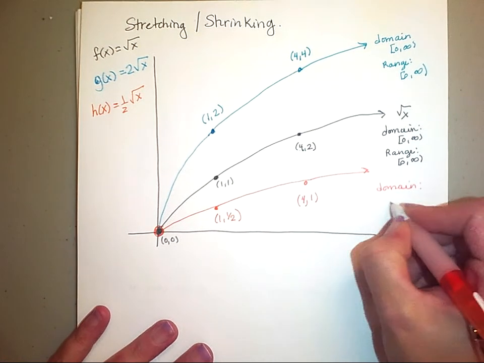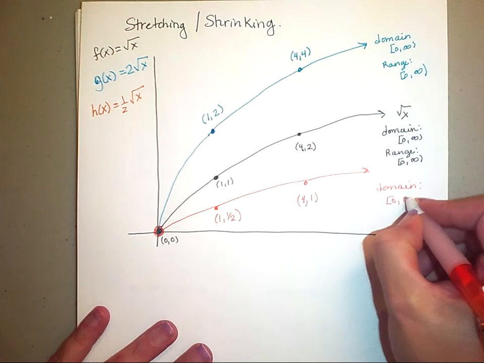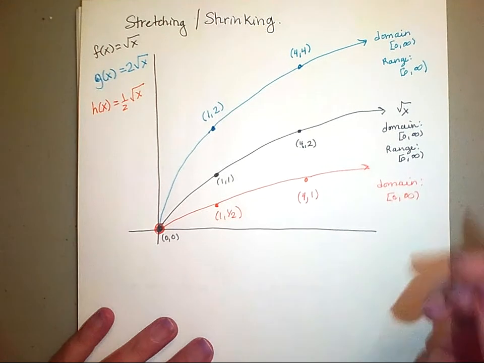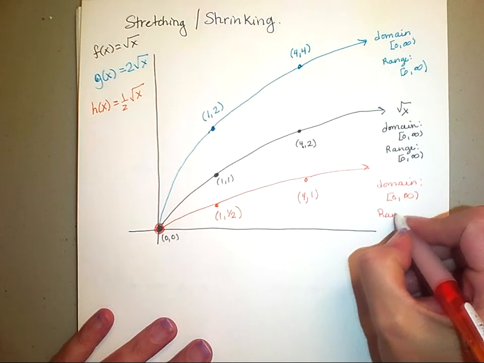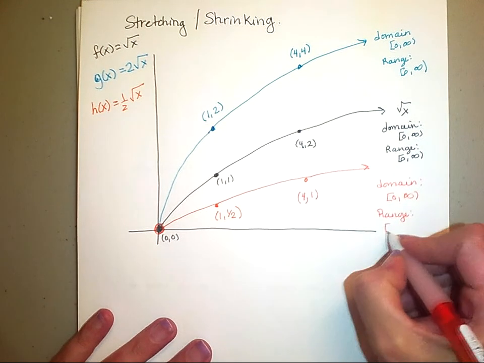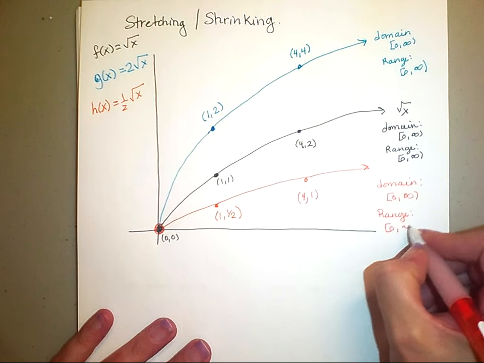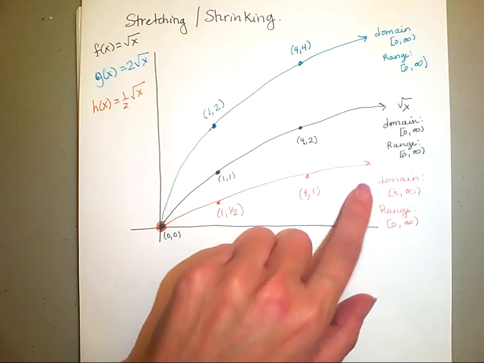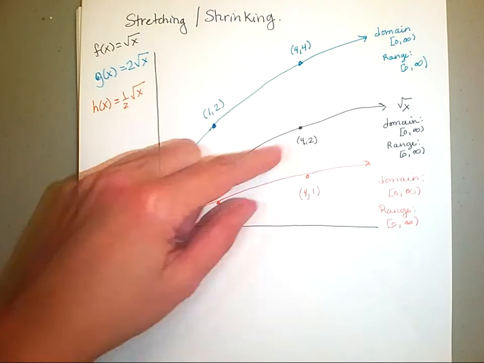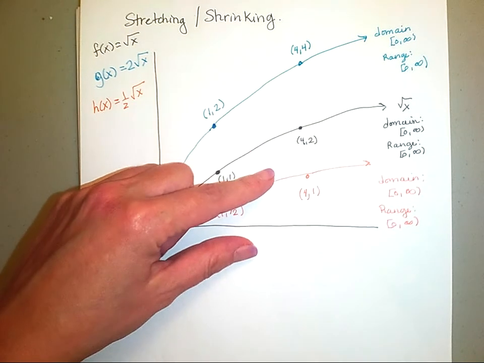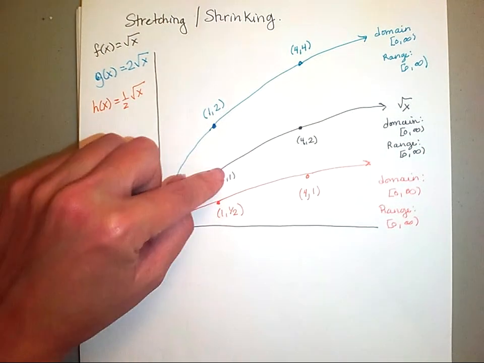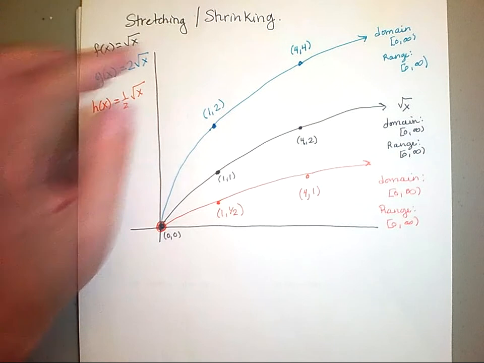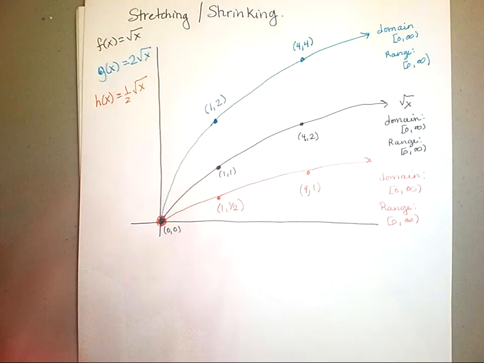And if we note again, the domain has not changed. It goes from 0 to infinity. Notice the range has not changed as well. It's also 0 to infinity. So this range will go to infinity, but notice that it's going to do it slower, in fact, half as slow as the square root of x. So in this way we talk about a shrinking.